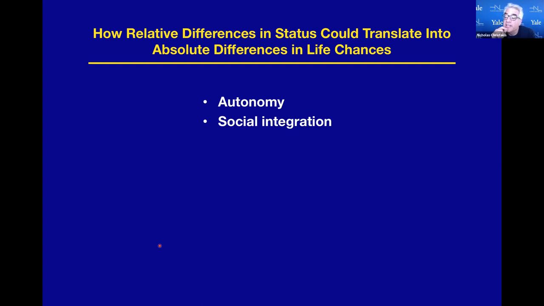A poor person in the United States may still have shorter lives because they cannot do as much with their money, because they suffer from a lack of autonomy and of social integration, because they are less able to meet higher needs on Maslow's list. So even though a poor American is absolutely richer than a rich person in a poor country, they're at the bottom of the relative standing here, and this is what harms them.